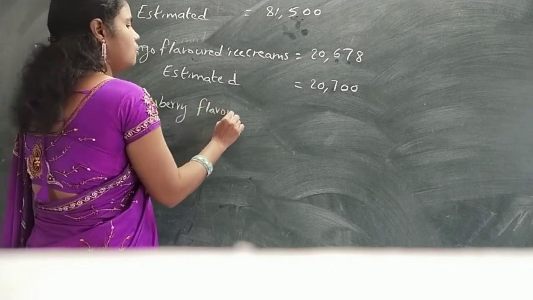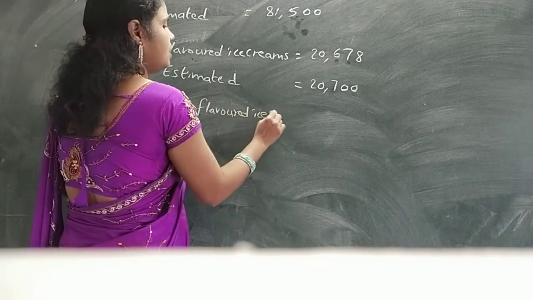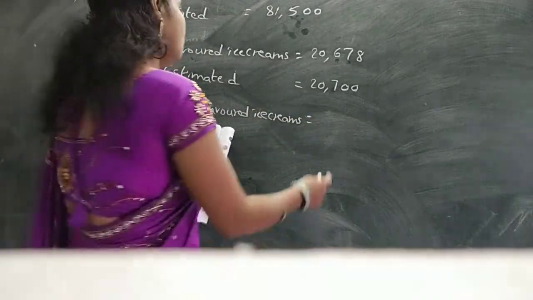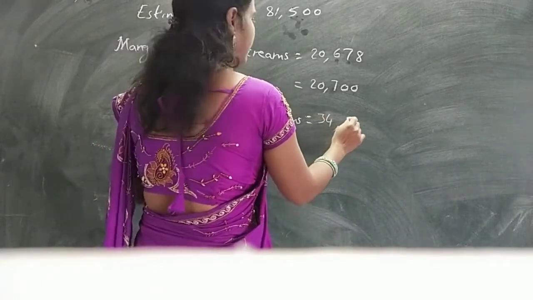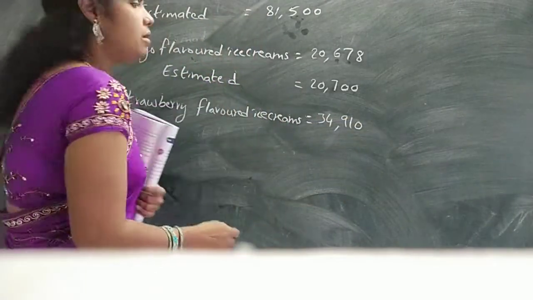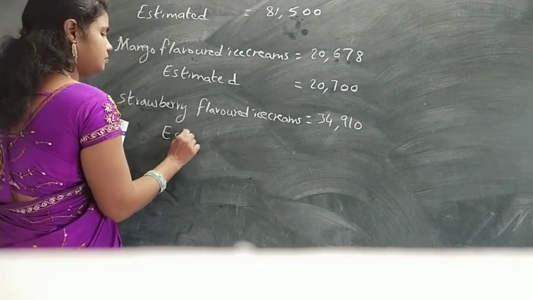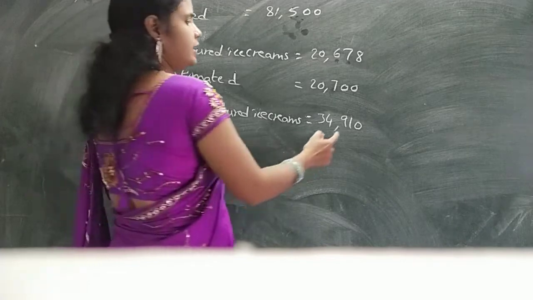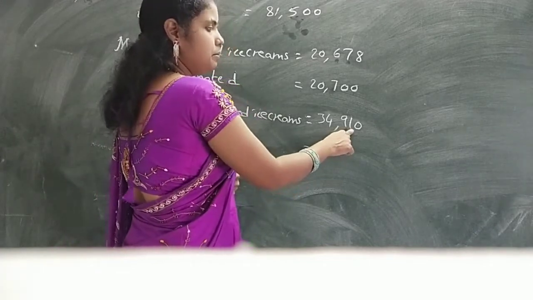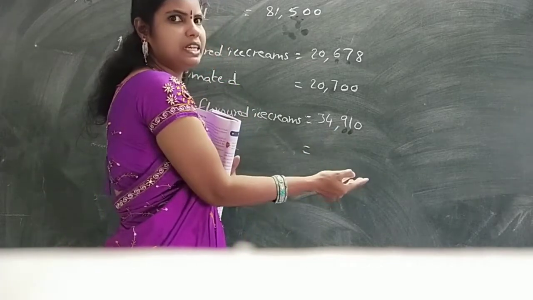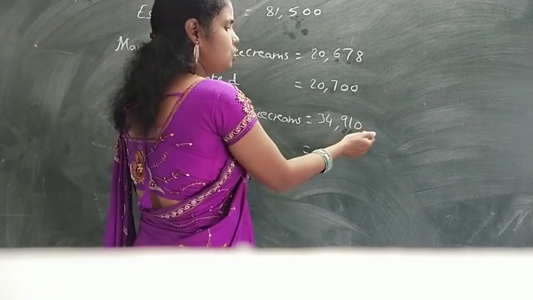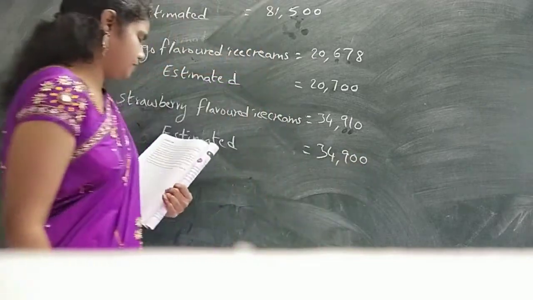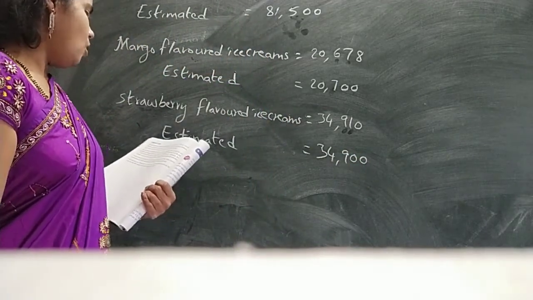Strawberry flavored ice creams. How many are there? 34,910. Now estimated. Nearest hundreds. The hundreds place is 9. The right side number is 1, which is less than 5. So you have to put 2 zeros here. 34,900. And next, orange flavored.